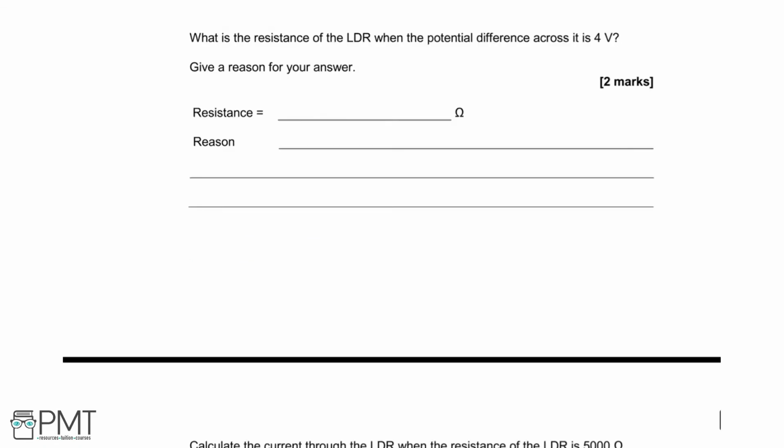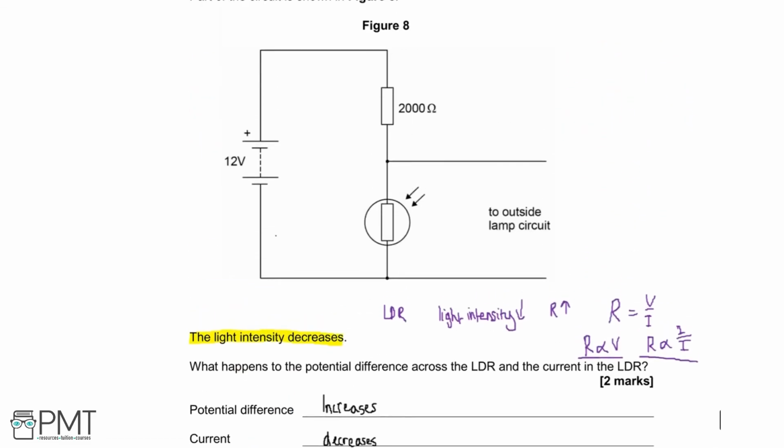What is the resistance of the LDR when the potential difference across it is 4 volts? Give a reason for your answer. So for this, we need to go up to the diagram, and they've told us that the potential difference across the LDR is 4 volts. If we had a voltmeter here, that would read 4 volts. And because we have a series circuit, the total voltage of 12 volts needs to be shared between these two components. Therefore, the voltage across this resistor is going to be 12 minus 4, which equals 8 volts.